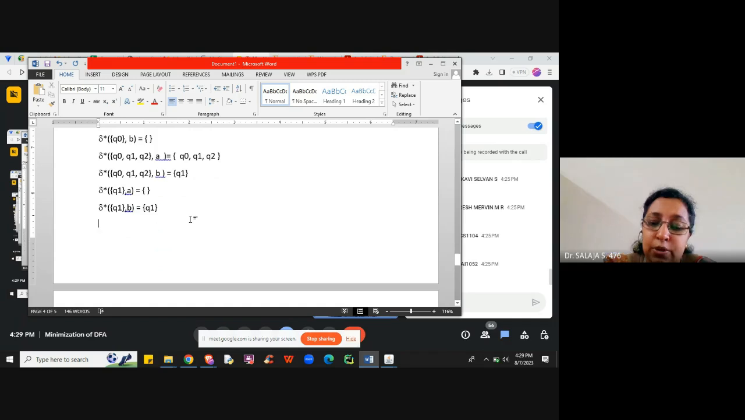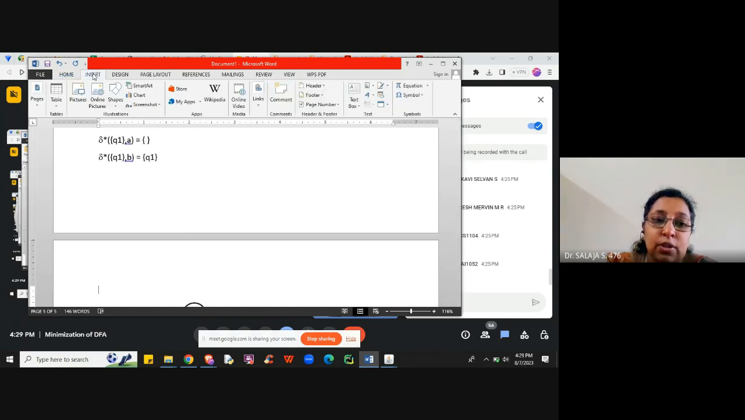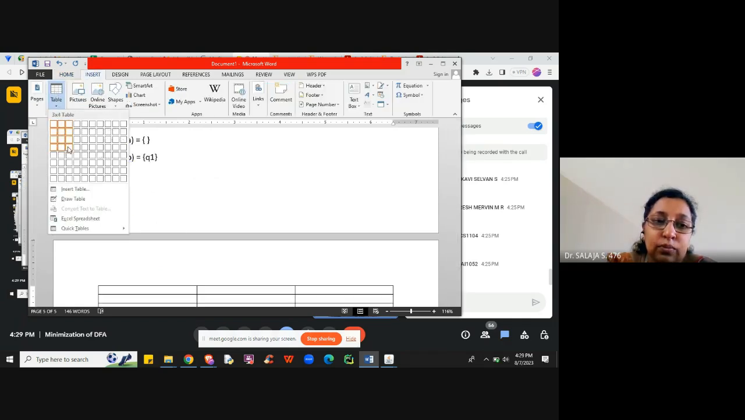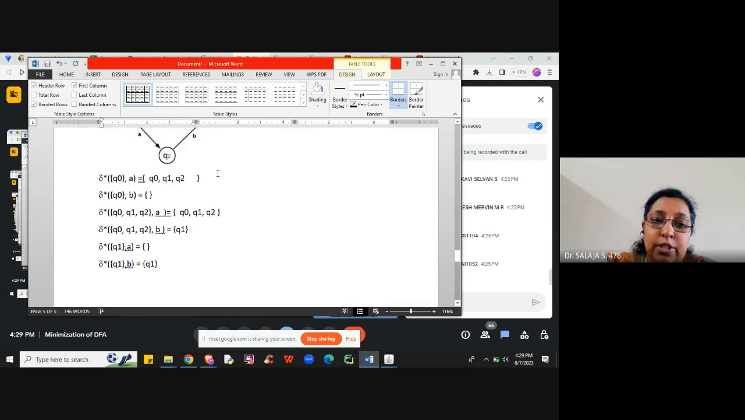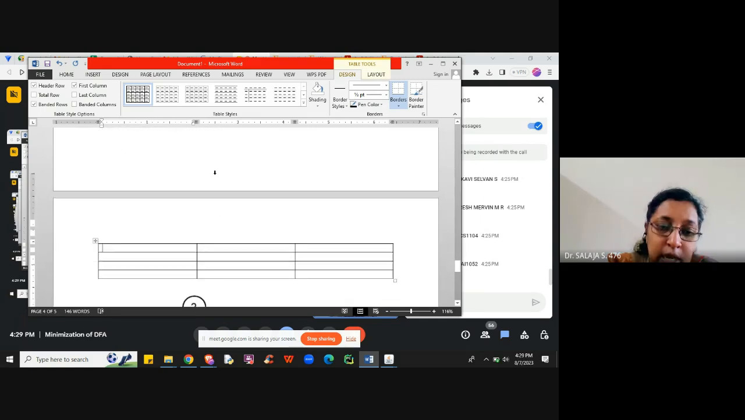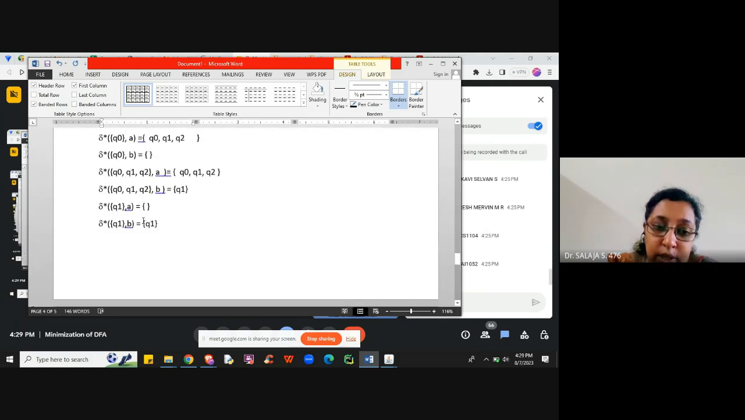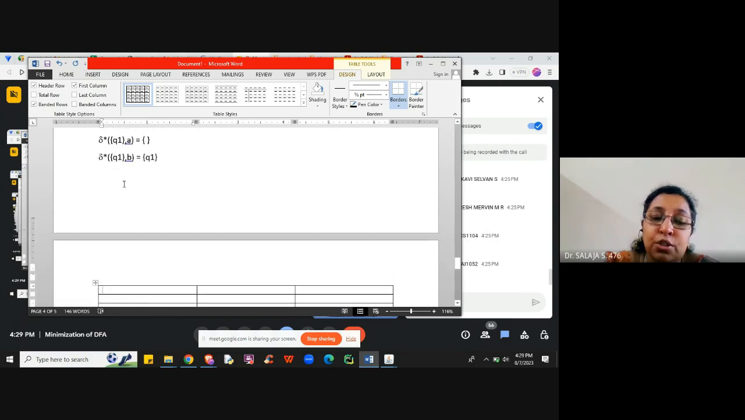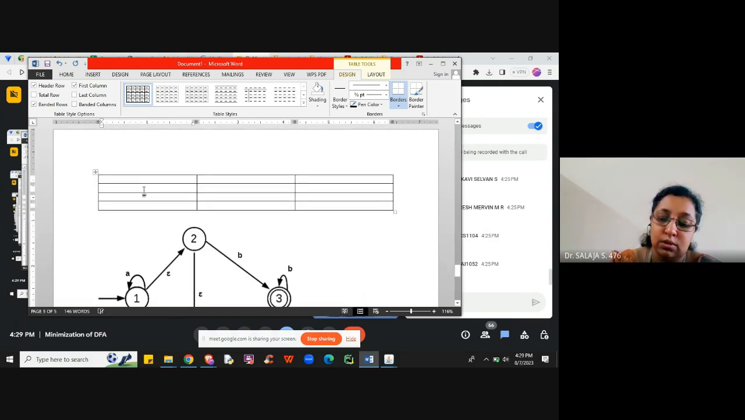So what am I supposed to do next? We are supposed to create a table which represents all these transitions. How many states do I have? I have three states. So we have the first state as Q0, the second state will be Q0, Q1, Q2, and the third state is Q1.